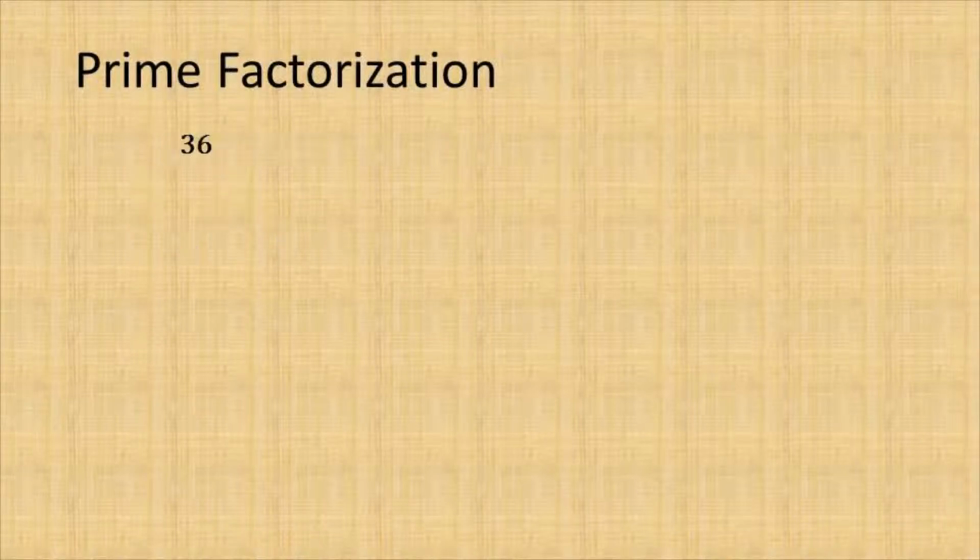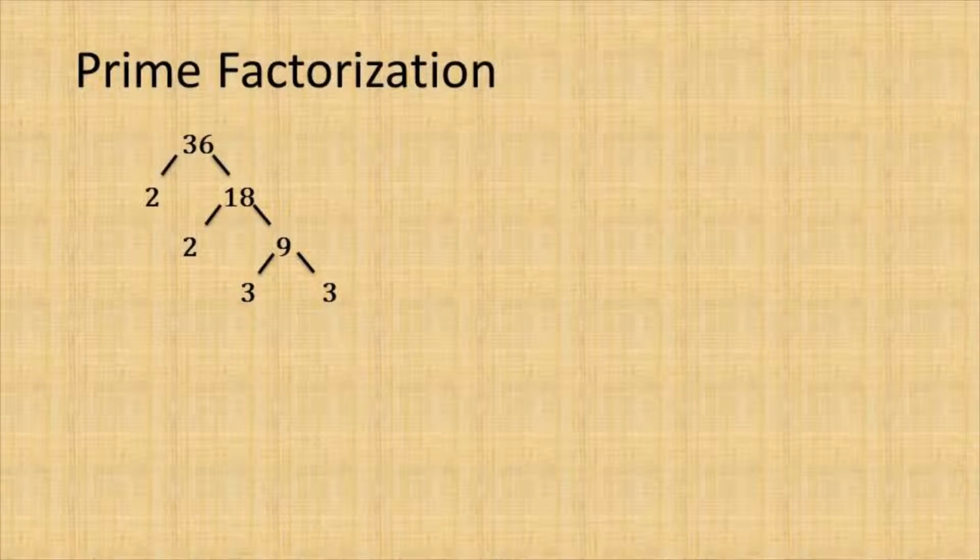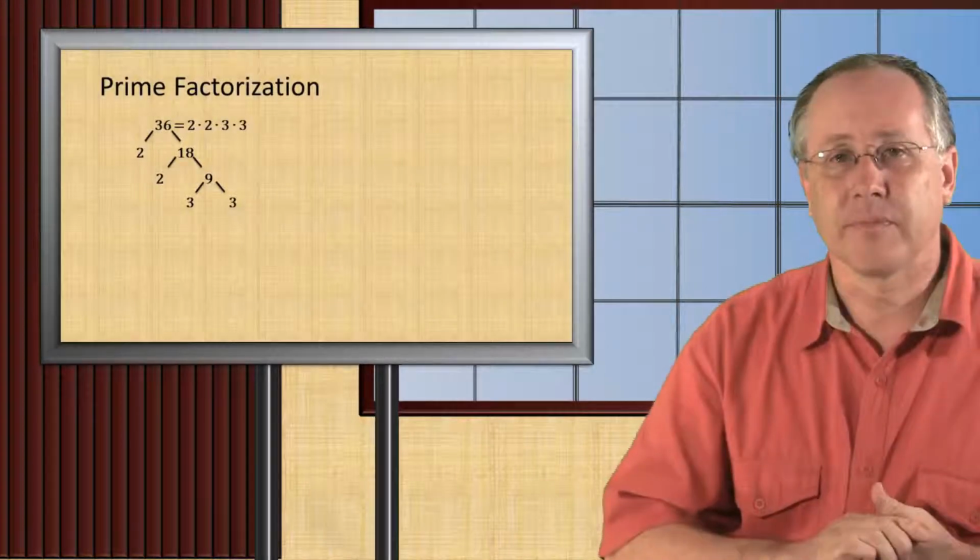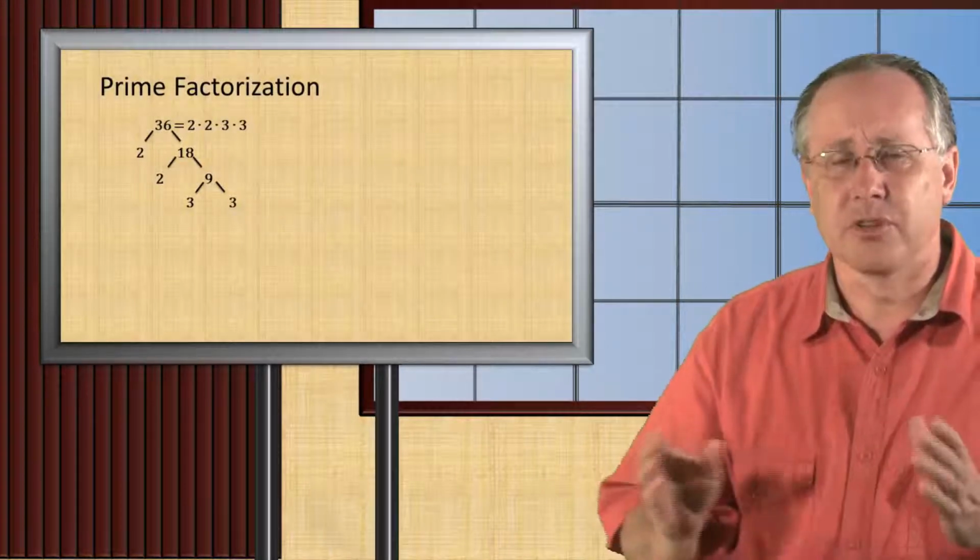Next, the number 36. Well, 2 goes into 36 18 times, and 2 goes into 18 9 times. And 9 breaks up as 3 times 3. And so, when we look at that, 36 equals 2 times 2 times 3 times 3. So that's 36. Now, here's a place where we should do this a second time.